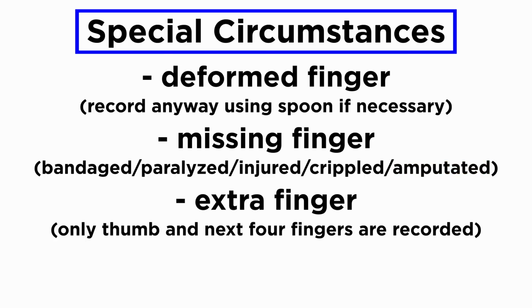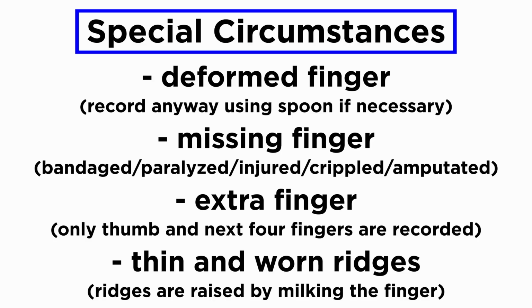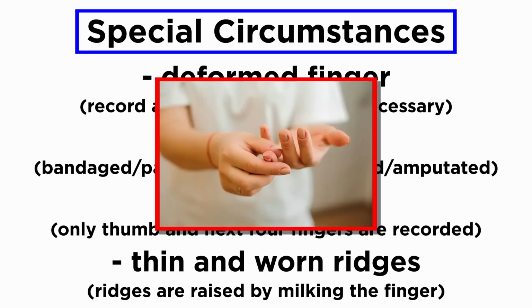If an individual has an extra finger, only the thumb and the next 4 fingers are recorded. The extra fingerprint is not recorded in any case. Some individuals may have thin and worn ridges in the pattern area due to the nature of their occupation or their age. In such a case, the ridges are raised by a technique known as milking the finger. It involves rubbing the fingers in a downward motion from palm to fingertip.